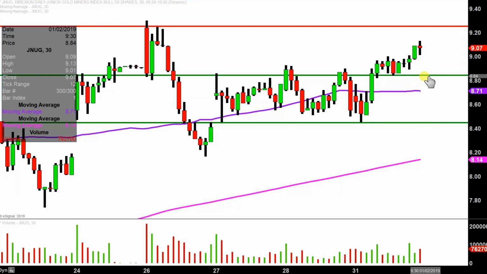So if 885 does not hold, that doesn't mean the entire chart is ruined. Now, if the price gets down to 845 and fails below that, that's where things get a little bit sketchy. But as it stands right now, the price isn't even close to testing that level. But nonetheless, those are the levels of support.